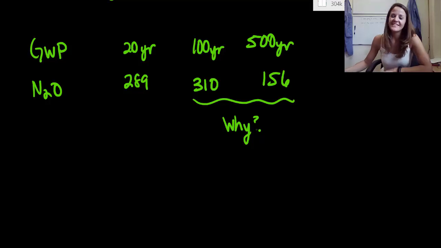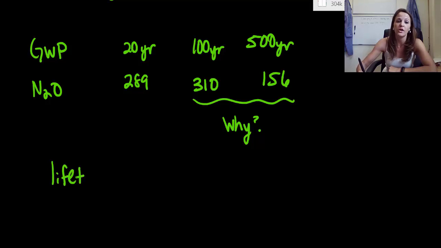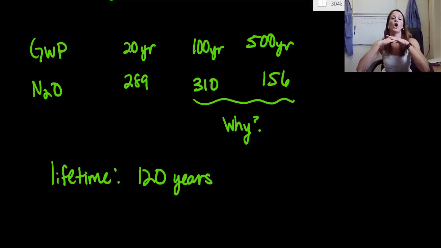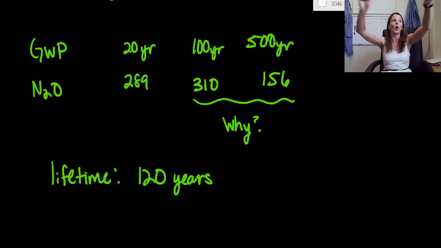Did we come up with an answer? Hopefully we did, and essentially it comes down to two main components. The first one, and the most important one, is that nitrous oxide has a lifetime of 120 years. So if we stopped today and stopped all forms of human sources of nitrous oxide production, our environment would still have 120 years to get rid of all of the nitrous oxide that's up there.